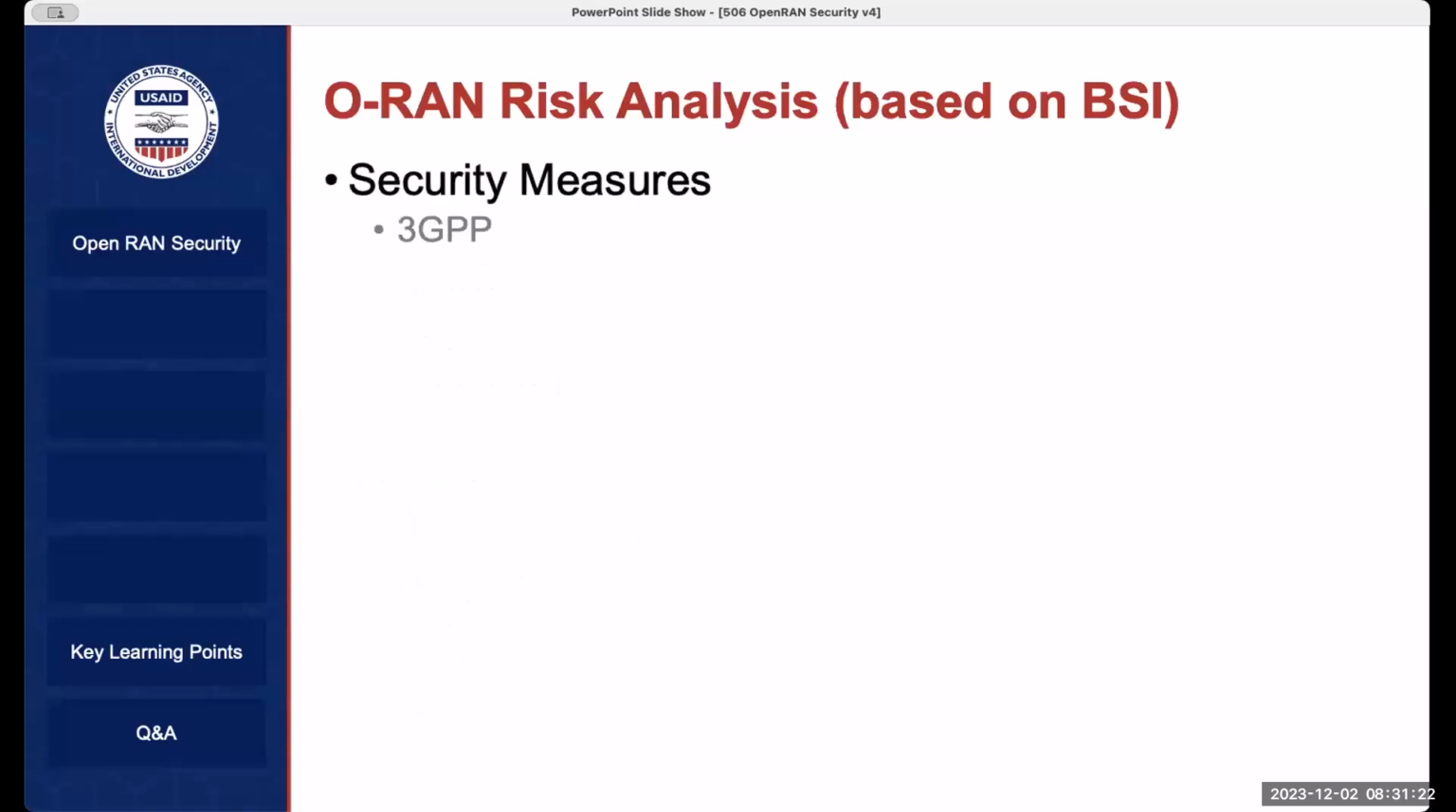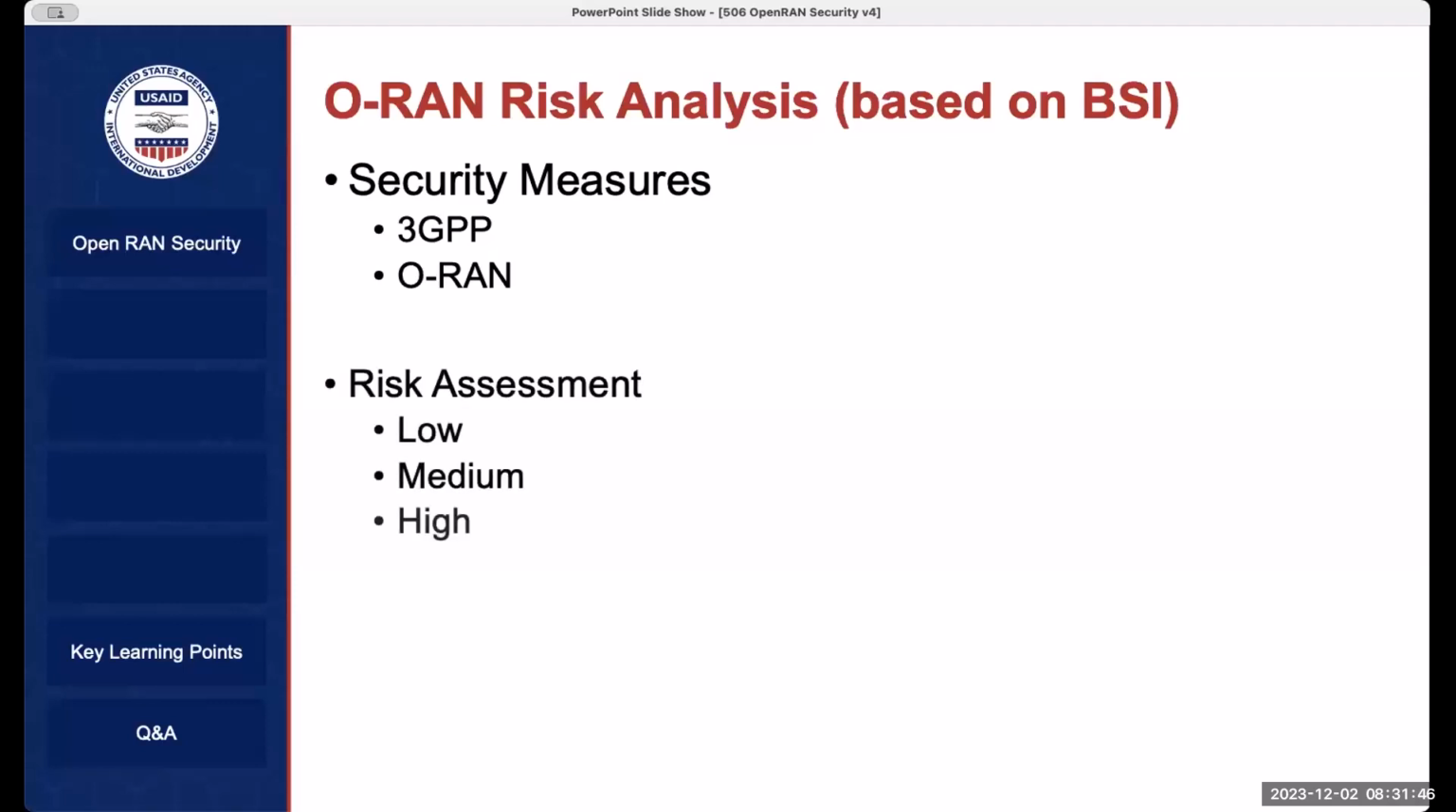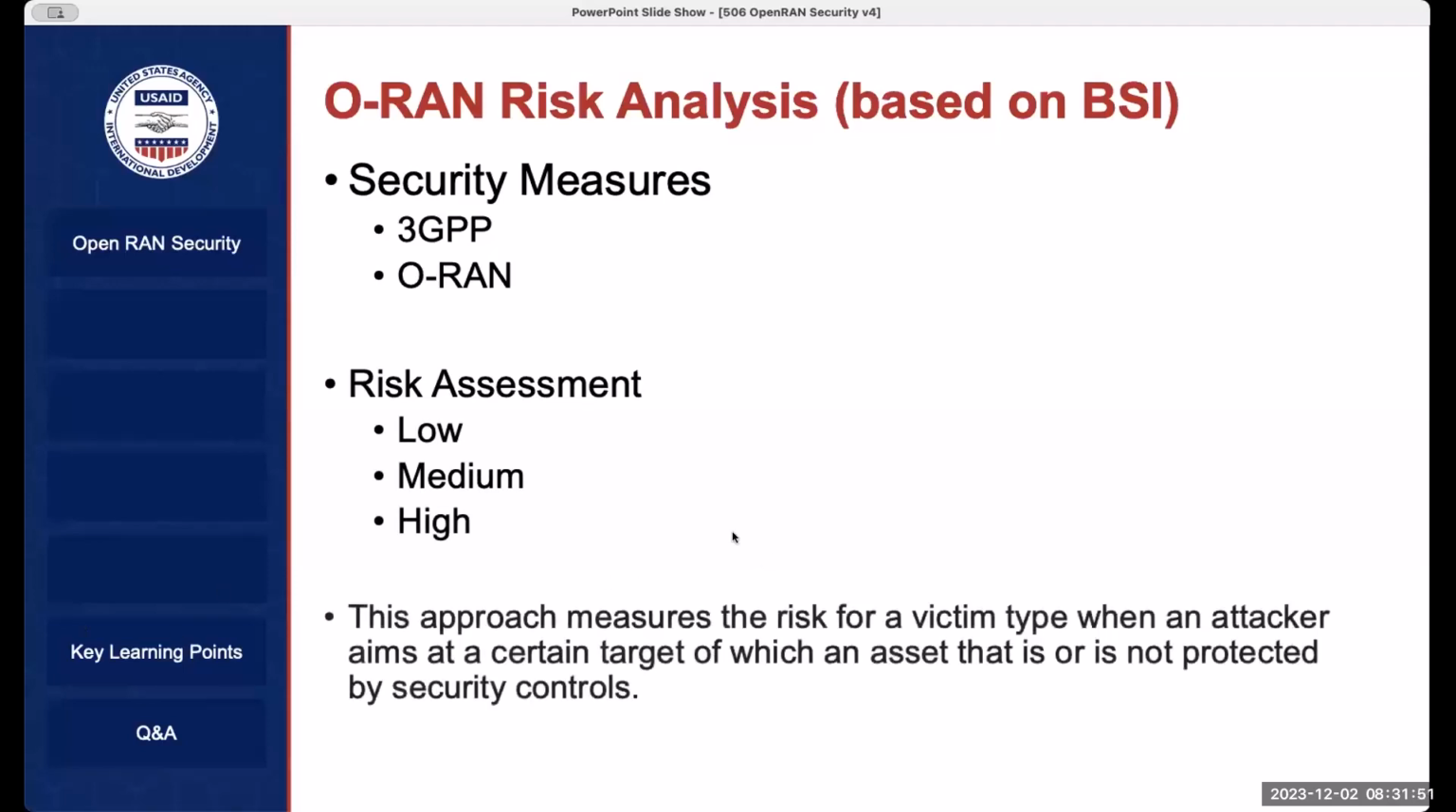For security measures, there are two based on BSI. No? The base one would be, of course, 3GPP oriented, no? And there's also the ORAN based security measures. But I would say a lot of the ORAN are newer, no? Of course, than 3GPP, but it's based on 3GPP. It was just an upgraded part. And then BSI did risk assessments like low, medium, or high, no, based on risk rating.